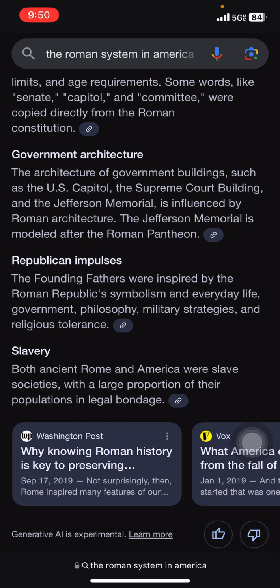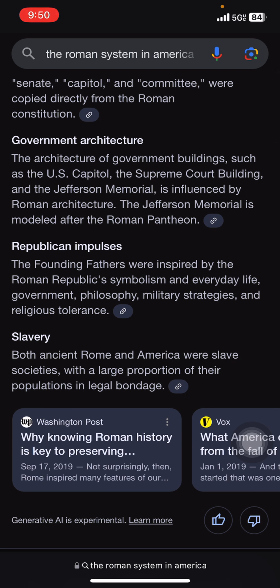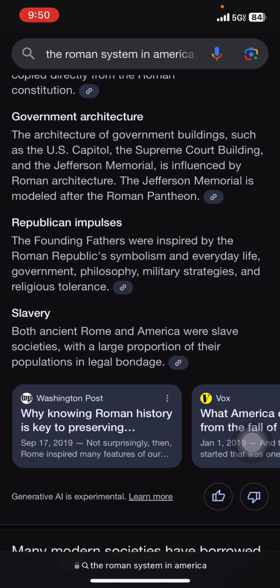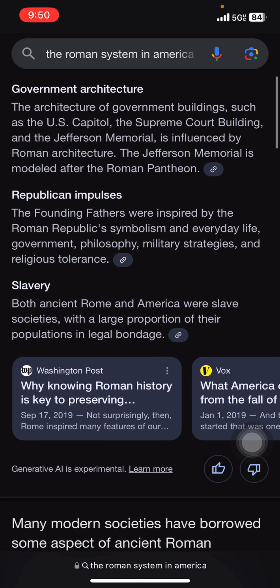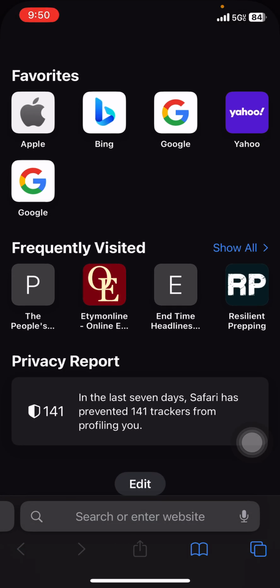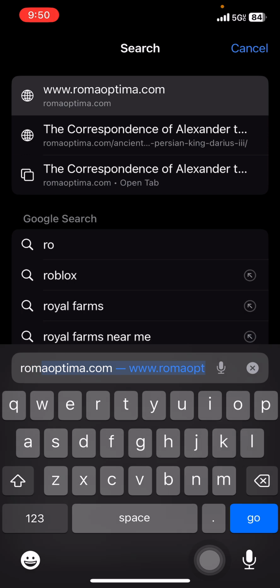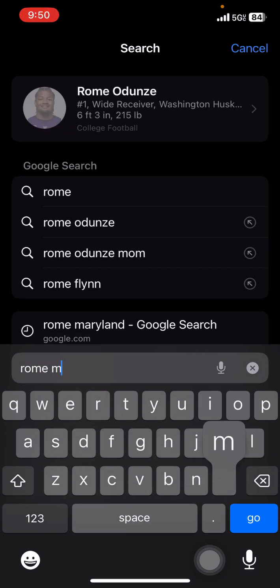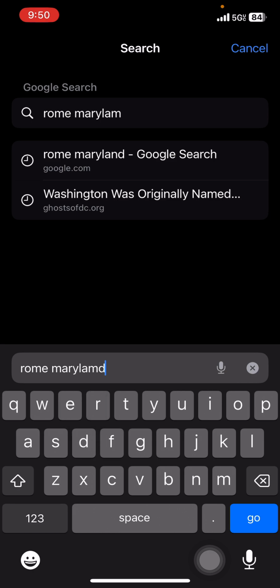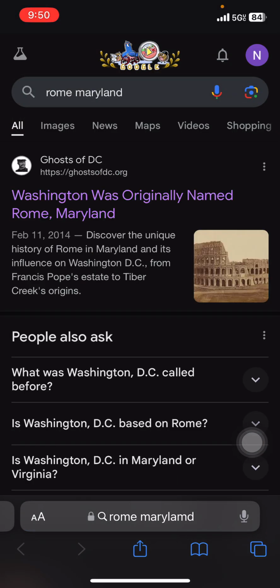It says government architecture: the architecture of government buildings, such as the U.S. Capitol, the Supreme Court building, and the Jefferson Memorial, is influenced by Roman architecture. The Jefferson Memorial is modeled after the Roman Pantheon. See, Washington, D.C.? Before D.C. was even called that, it was called Rome, Maryland. Matter of fact, I can pull something up real quick on that.